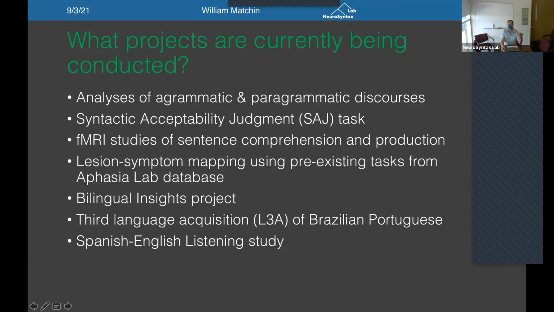And similarly, we've got fMRI studies that will be getting going, basically looking at the same kinds of things, sentence production and comprehension in healthy subjects. When they're in the scanner, they have to produce a particular kind of sentence structure or comprehend that. And the brain areas are localized for that process in healthy subjects. We work closely with the aphasia lab, and they have a huge database of subjects and tasks that they've already performed. So sometimes we like to go back and look at those pre-existing tasks and analyze those data.